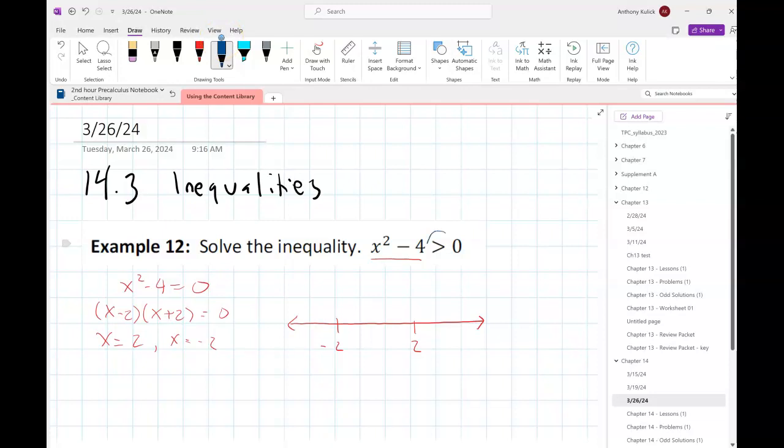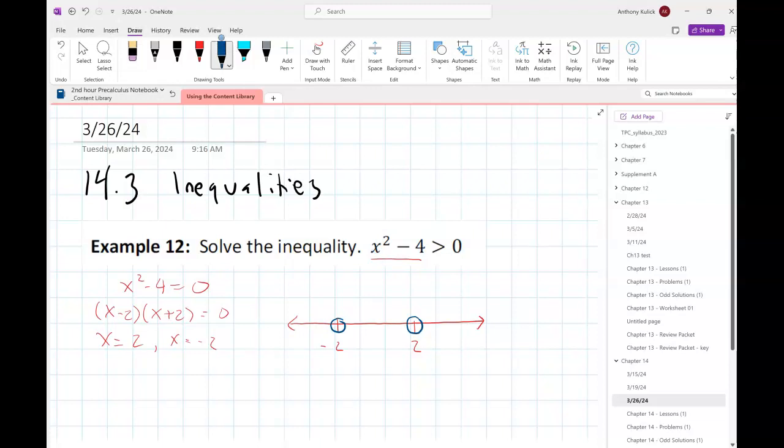Now, because this is a strict greater than inequality, I know that negative 2 and positive 2 are not actually going to be solutions for this inequality, right? Because if I plug either negative 2 or positive 2 in, x squared minus 4 is equal to 0, and 0 is not greater than 0. Everybody's okay with that? So I'm going to write open circles there as opposed to a filled in circle.